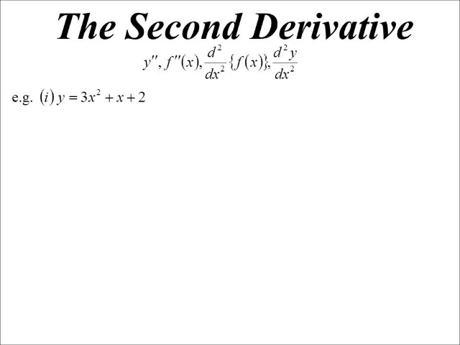So something like y equals 3x squared plus x plus 2. In order to find the second derivative, we've got to find the first derivative. So the first derivative would be 6x plus 1. Second derivative would be 6.